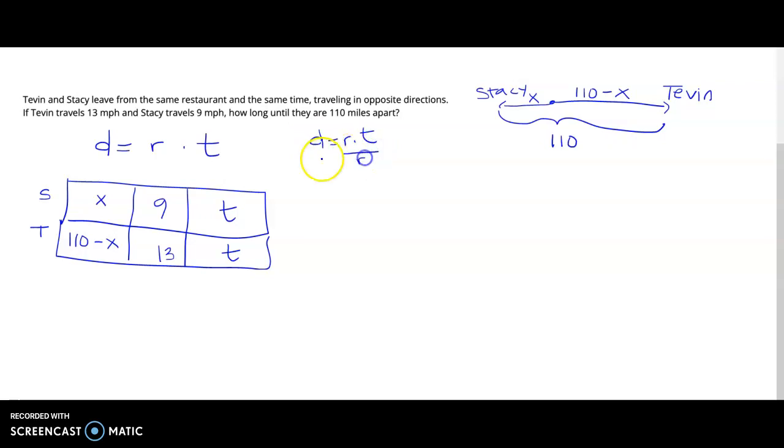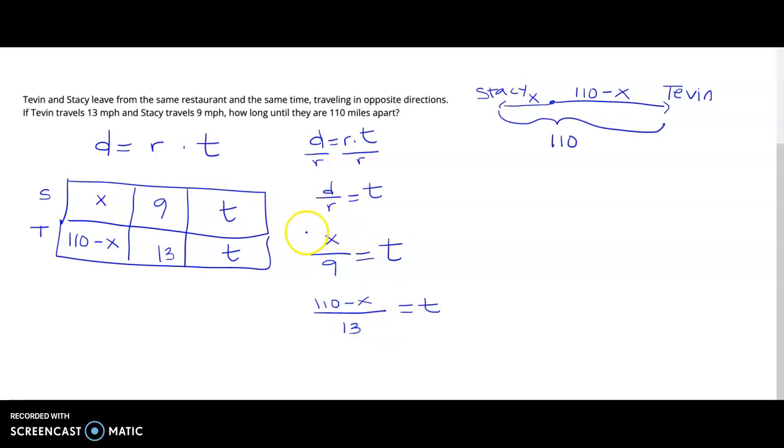So what I'm going to do is go ahead and divide each side by r, and this is something that often happens when you're doing distance equals rate times time. Sometimes you want to rearrange things so that they can be written a little simpler. So we'll do this, so then we end up with d over r equals t. So when we write out Stacy's, d over r, so x over 9 is going to equal t. And when we write out Tevin's, again, d over r, so 110 minus x is our distance over 13, which is our rate, is going to equal t.